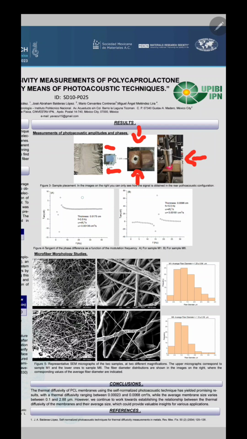Through mathematical analysis, it is possible to calculate the thermal diffusivity of the material at the moment when the first discontinuity occurs, which can be observed in figure number 4. Once the first discontinuity is identified, equation 1 is applied. In this equation, the letter F represents the frequency at which the first discontinuity occurs, and the letter L denotes the thickness of the sample obtained using a micrometer. This procedure allows for the determination of the thermal diffusivity of polycaprolactone membranes.